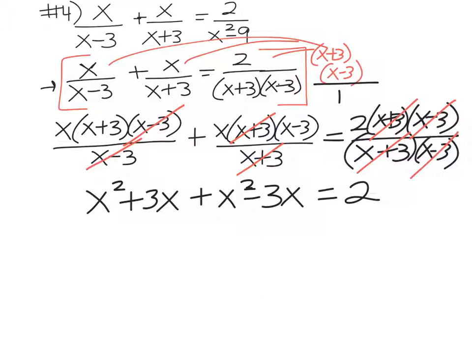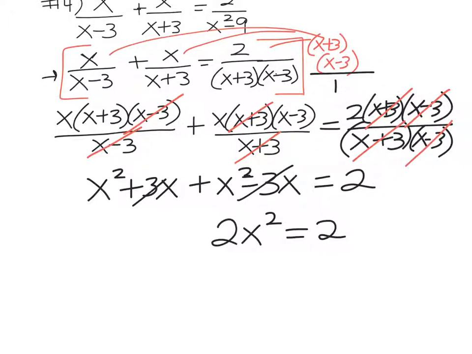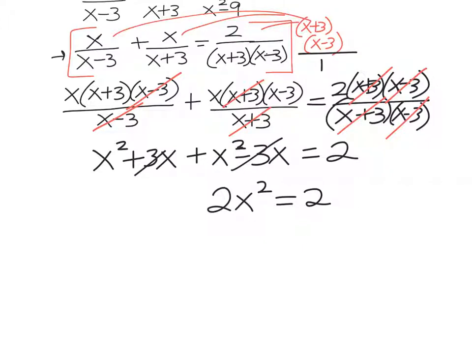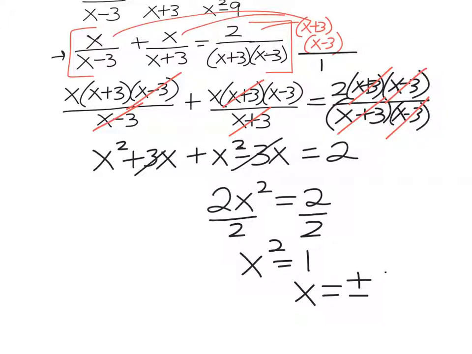All right, so what do we get? Well, let's combine our like terms. An x squared and an x squared give us 2x squared. A 3x and a negative 3x cancel out, equal to 2. Do you know how to solve something like this? We learned this. Yeah, divide by 2. Perfect. And then take the plus and minus square root. So you get plus or minus 1.